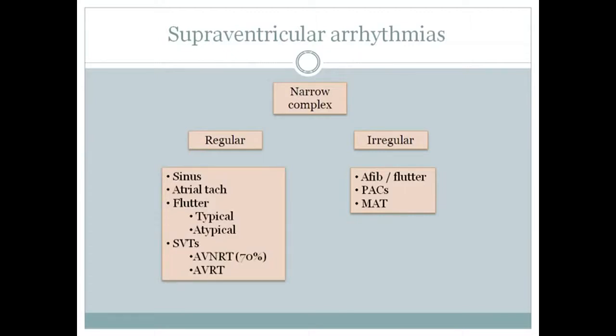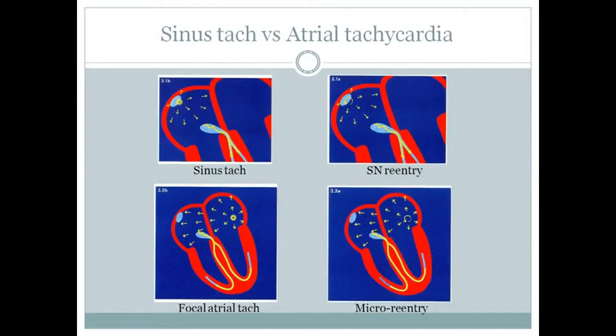You have an atrial tachycardia, an autonomous focus. You can have flutters. It's very typical to have flutters. They can be typical and atypical, and what we call the SVTs. And when we talk about SVTs, we're talking about AVNRT, AV node reentry tachycardia, or AV reentry tachycardia, that's related to an accessory pathway. So, the regular ones: sinus tachycardia versus atrial tachycardia.